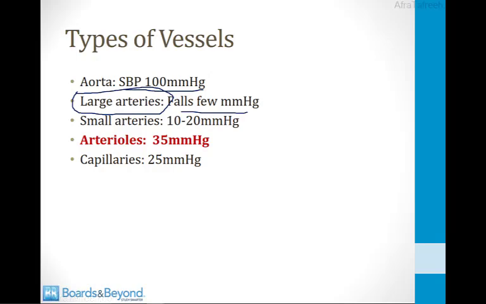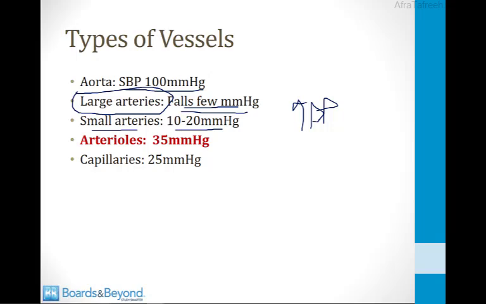Remember what I said before, when there's high resistance to flow, you're going to have a high delta P, or a big pressure change. If you've got a very low resistance to flow, there'll be a very small pressure change, and that's the case in the large arteries. As that entire cardiac output moves from the large arteries to the small arteries, there's a pressure change of about 10 to 20 millimeters of mercury.